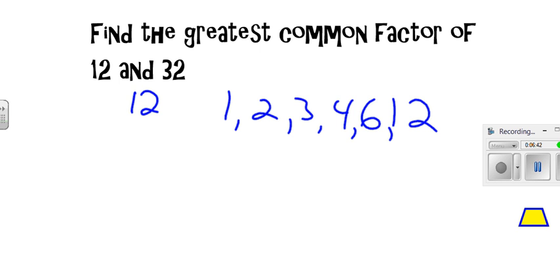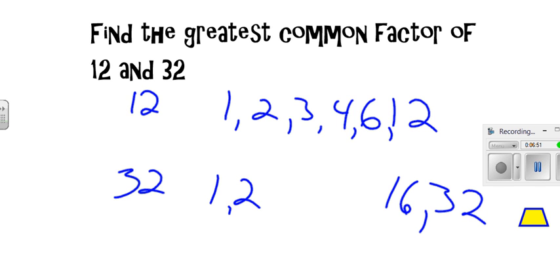Those are the factors. Then I take 32 and say 1, 32, okay, it's divisible by 2, and it's going to be 16, right? And then is it divisible by 3, right? 3 plus 2 is 5, so it's not divisible by 3, right? I know it's divisible by 4, though, and it's going to be 8, and in the end, that's going to be the end. So 1, 2, 4, 8, 16, 32.